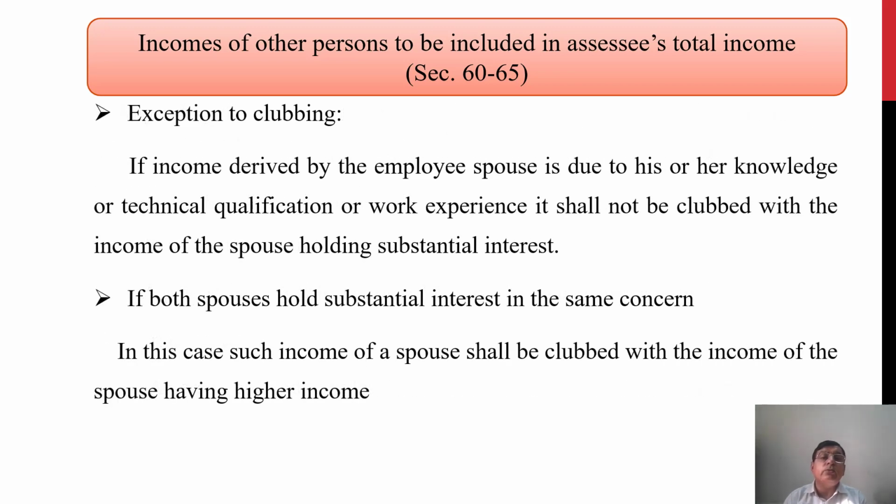Exception to the clubbing: if the income derived by the employee's wife is due to her knowledge or technical qualification, then it will not be treated as the income of the assessee and will not be clubbed into the income of the assessee. If both spouses hold a substantial interest in the same concern, then in such a case the income of the spouse shall be clubbed with the income of the spouse having the higher income.